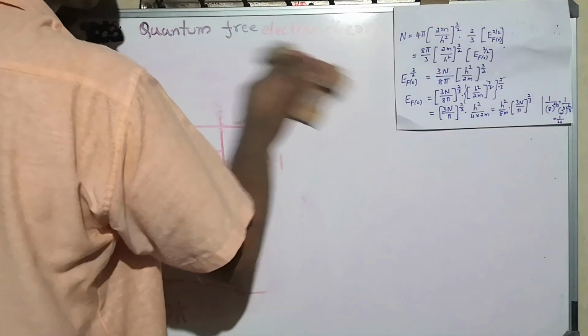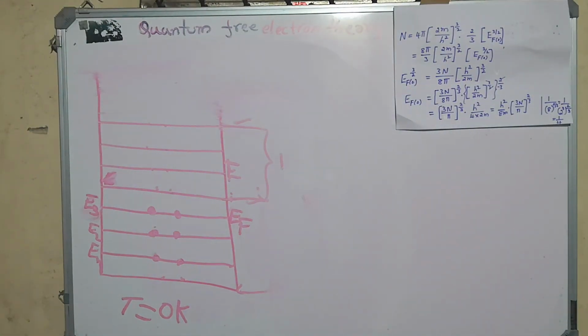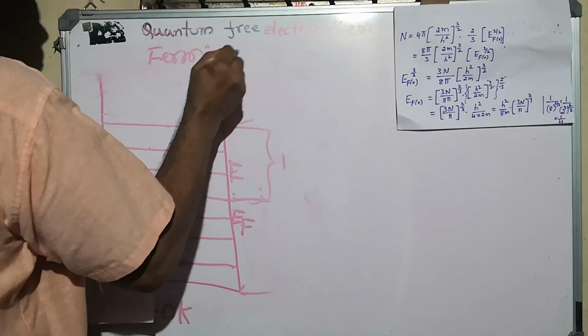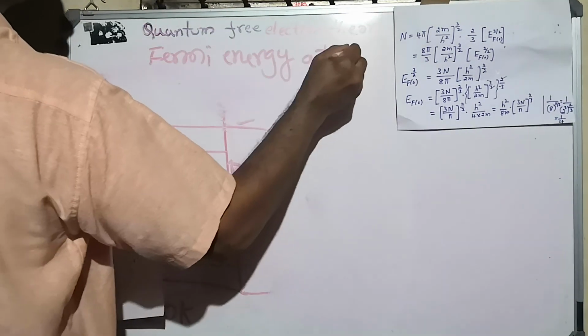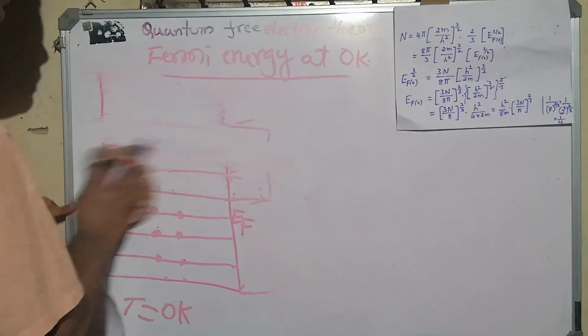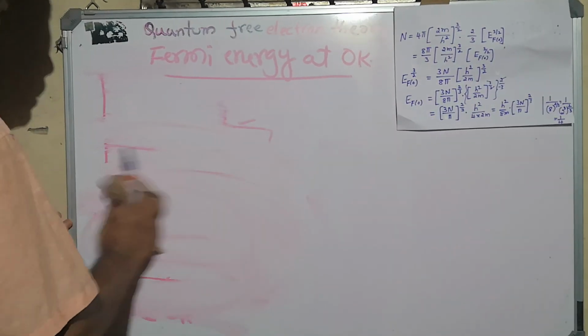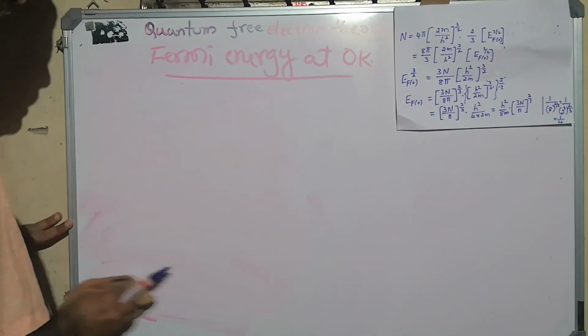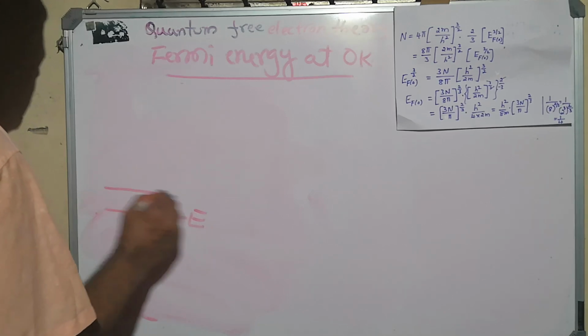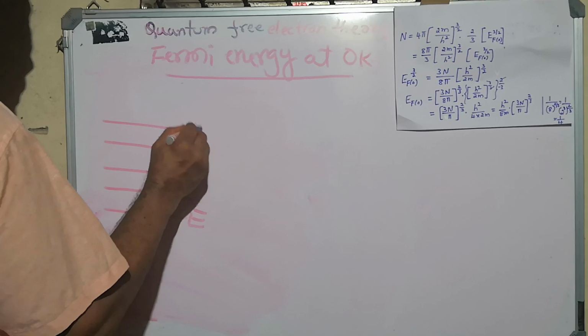Now, next we have to obtain the expression for Fermi energy at 0 Kelvin. Now, consider two energy levels which are separated by a distance dE. That means, consider an energy level E, and consider another energy level, that is E plus dE.